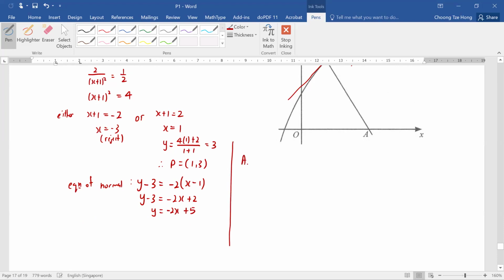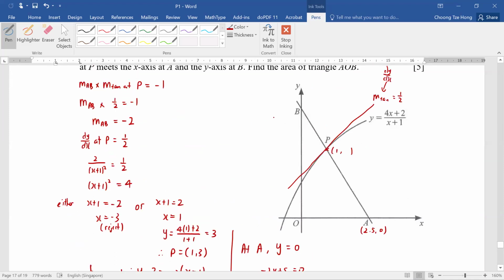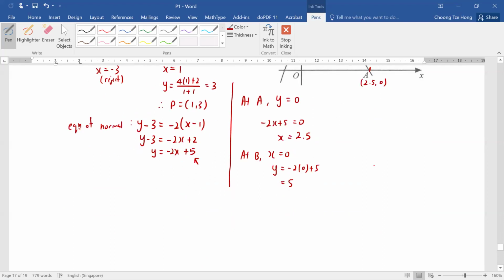Okay, so at A, y is equal to 0. So negative 2x plus 5 is 0. So x will be 2.5. Okay, so coordinates of A will be (2.5, 0). Then at B, x will now be 0. So if x equals 0, remember the equation is over here. Okay, so negative 2 times 0 plus 5, so y will be 5. Okay, so the coordinates of B will be (0, 5). So this point is 5. This point is 2.5. Okay, so now we will be able to find the area.